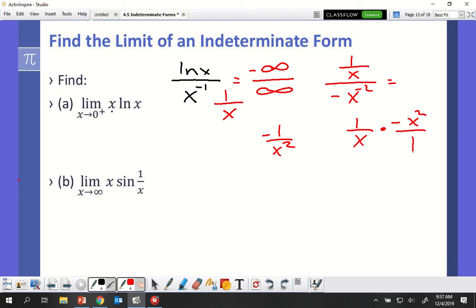What's going to happen here? I'm going to cancel out one of those x's, right? Bam! Get rid of that. And now I'm going to be left with a negative x over 1. Now can I plug in my 0? Plug in 0 and I get 0. Equals 0.